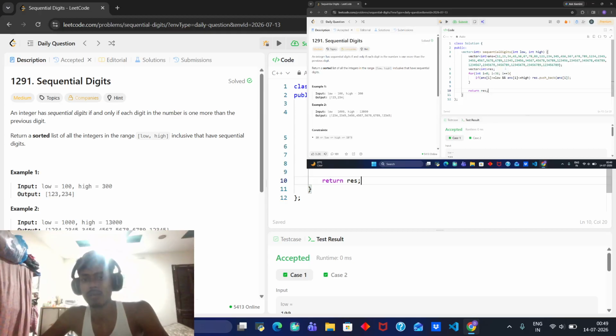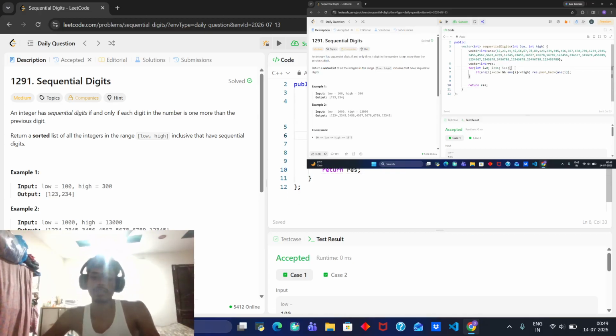Let's talk about the time complexity and space complexity. Its time complexity: iterating the for loop will take 36 iterations, which you can say is equal to big O of 1. That is constant time. And yes, we have done it in constant time by storing all the sequential digits lying between the given interval.